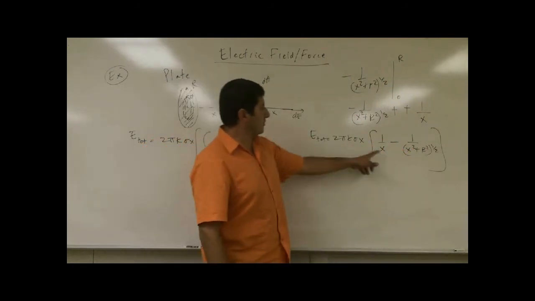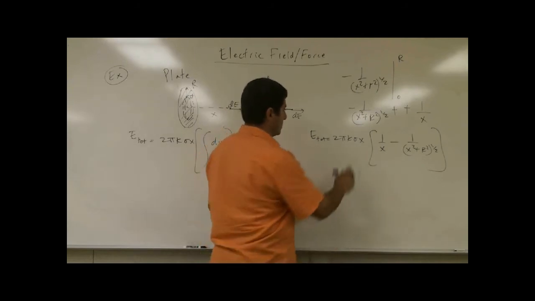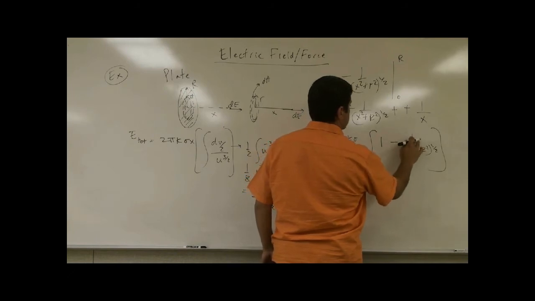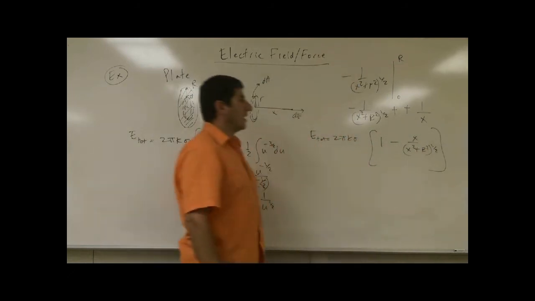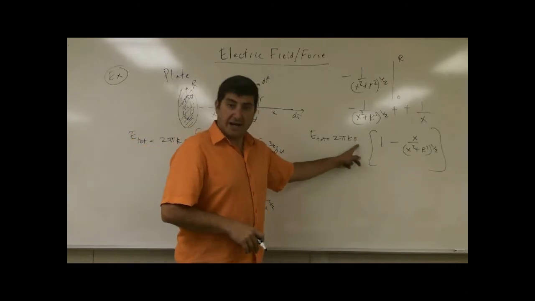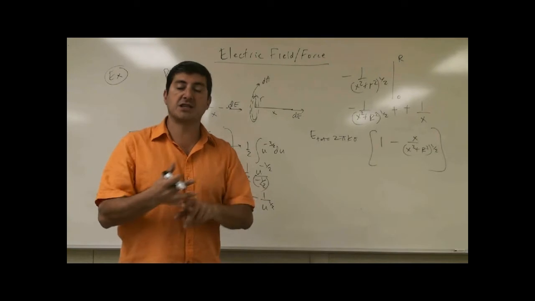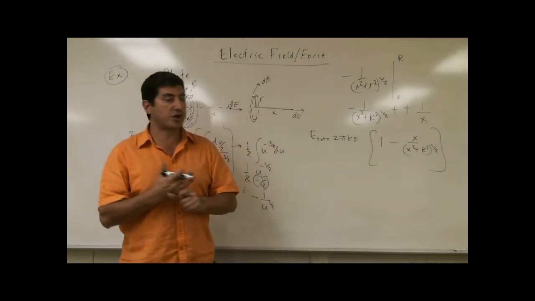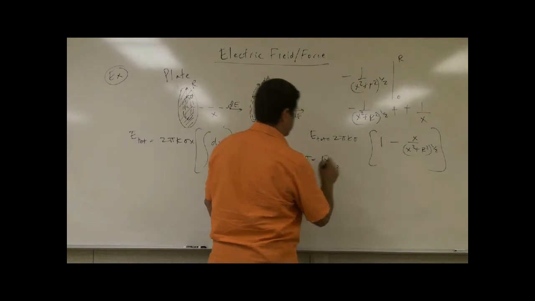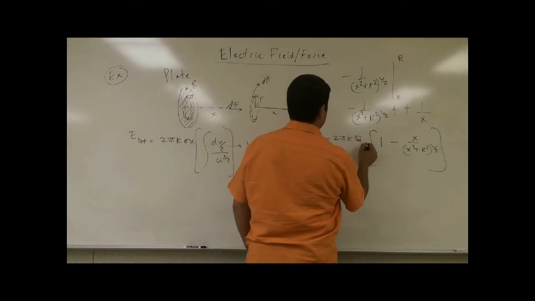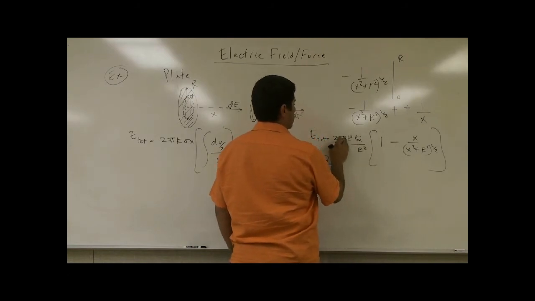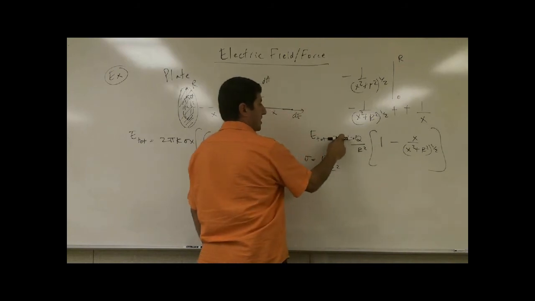And if I want, I can multiply the x in there, right? Distribute the x, and you end up getting 1 minus x over x squared plus r squared to the 1/2 power. And I can finally put in what the sigma is. In our case, the sigma was a uniform charge density. So sigma is going to equal q over pi r squared. And then the pi and the pi will cancel. Okay, there was already a pi there.